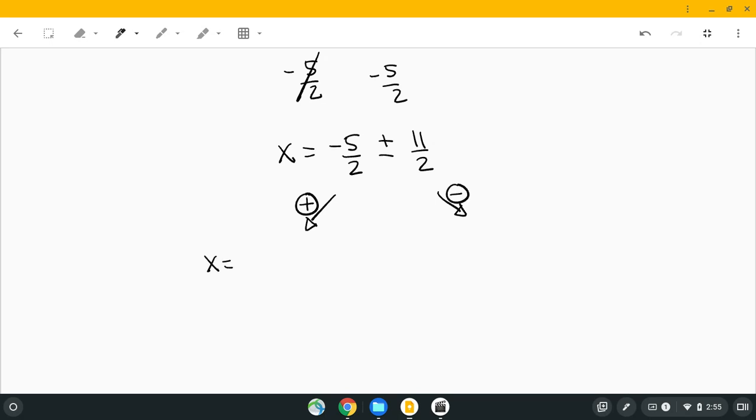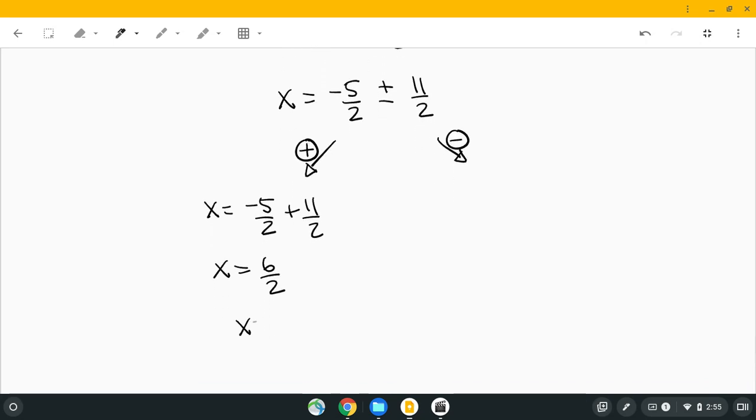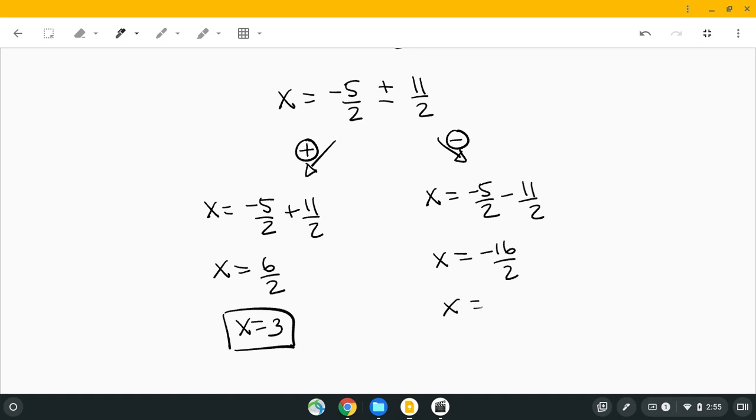So x equals negative 5 halves plus 11 halves. So x equals 6 halves. So x equals 3. And then over here, I'll do subtraction. So x equals negative 5 halves minus 11 halves. So I get x equals negative 16 over 2. So I get x equals negative 8.